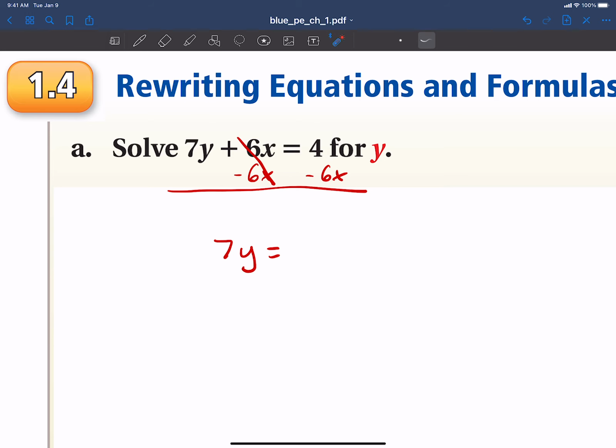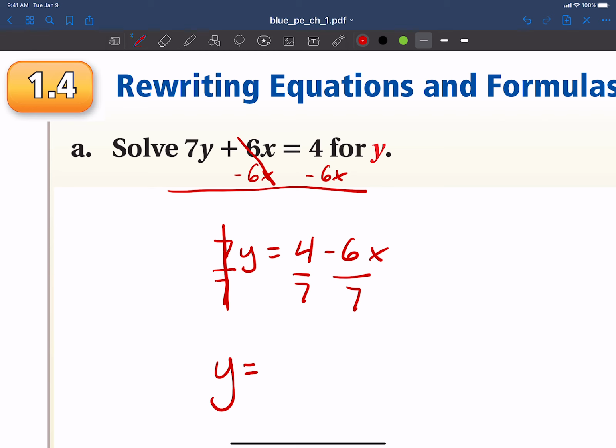No. These are not like terms, right? So you cannot. It equals 4 minus 6x. Yeah, that's all it is. I actually really like this equation. Okay, now what do I do? I got to get y by itself. 7 divided by 7. Now, do not divide just one thing by 7. Divide all the things by 7. All the terms. 7 over 7 is 1, so that's why that goes away.